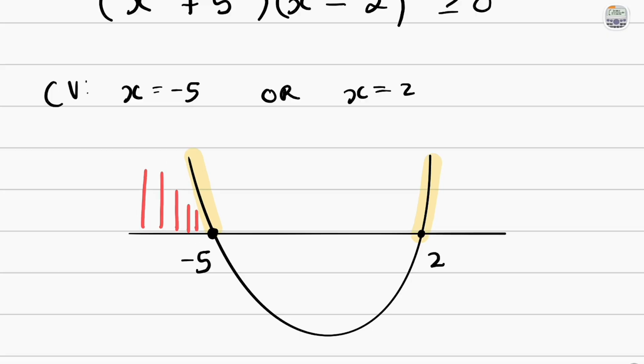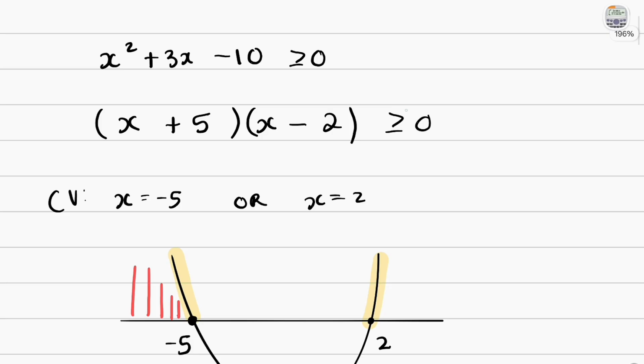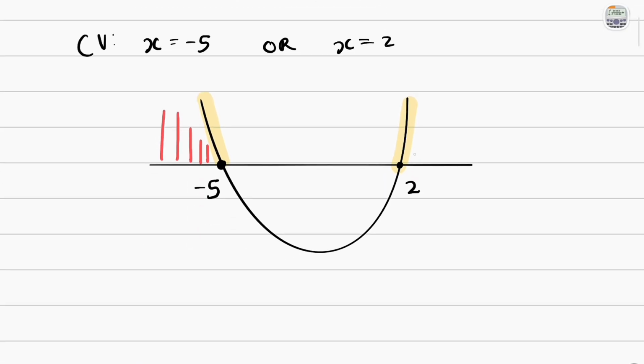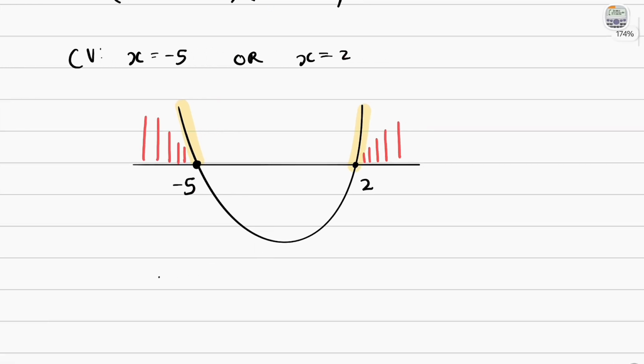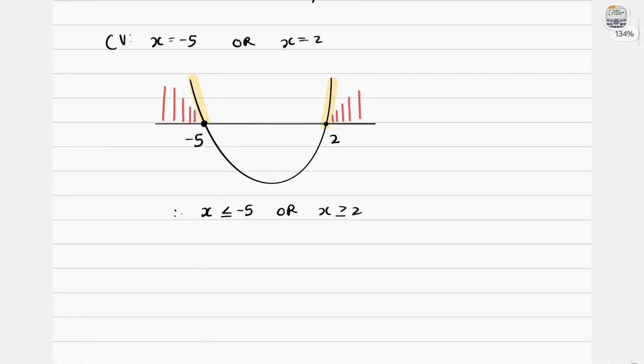Okay, but we're going to have to say less than or equal to negative 5 because we're specifically trying to find the values of x for which this graph has values greater than or equal to 0. If you substitute negative 5 in place of x here, you get a y value of 0, okay? And then likewise here, if we line this down, we can see that these are values that are greater than or equal to 2. So we can simply say that x is less than or equal to negative 5 or x is greater than or equal to 2. And that is our answer.